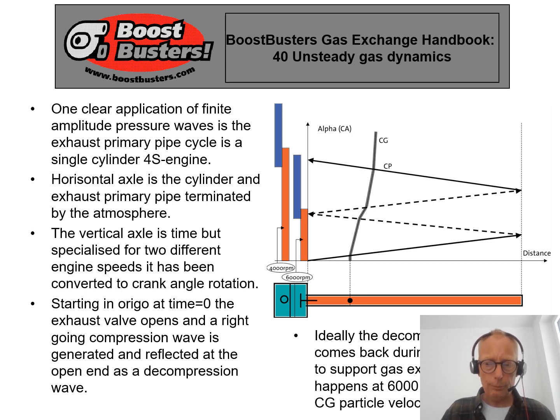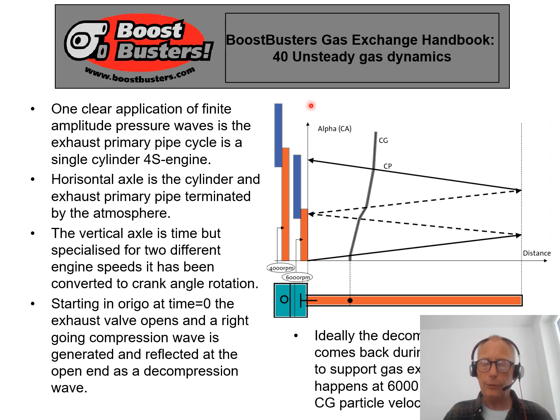One of the most important applications of finite pressure waves in the external gas exchange system could be the exhaust primary pipe cycle in a 4-stroke engine. So imagine the piston and the cylinder and the simplified exhaust valve and the exhaust primary pipe running down to the atmosphere in such an engine. That will be represented by a distance or a coordinate, while the vertical part of the diagram basically is time.